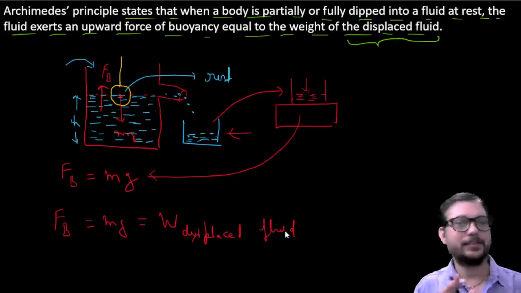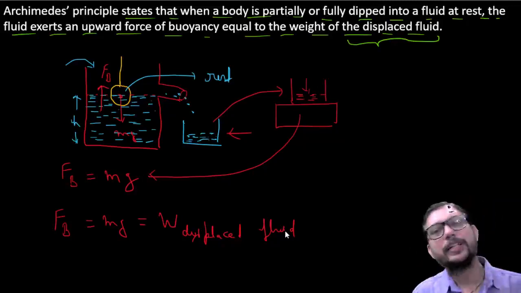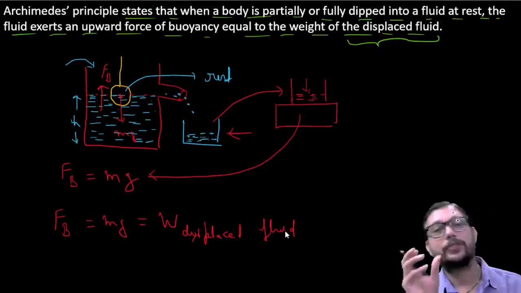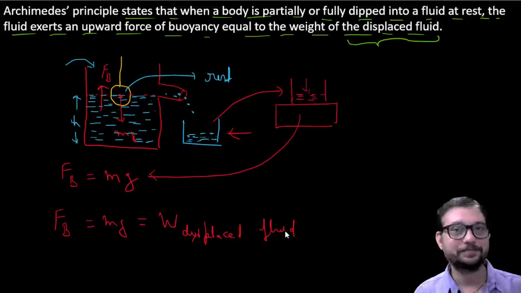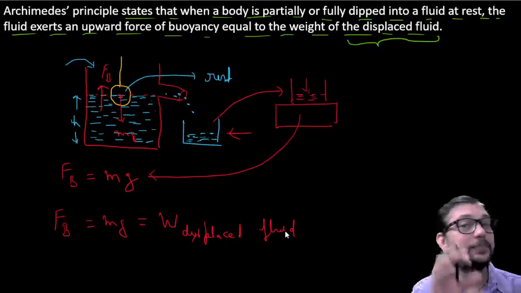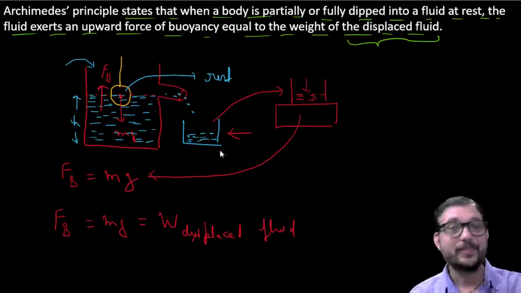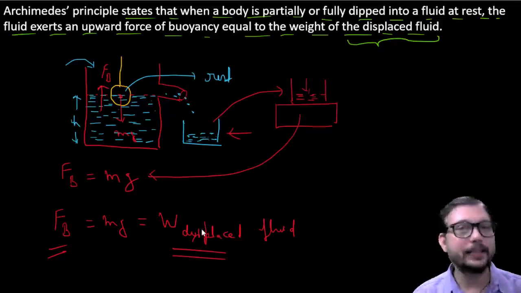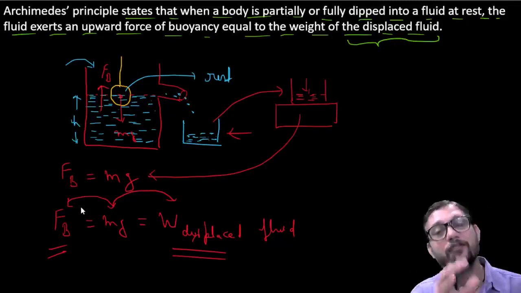I hope that this principle is now clear. It means if we dip partially or fully any body in any fluid, then it will displace some fluid, and whatever the weight of that displaced fluid is, that must be equal to the buoyant force. And if the body is completely dipped, in that case the buoyant force is equal to the weight of the body. So we have a situation that FB is equal to W of the displaced fluid, which is 100% correct in each and every case, and FB equals mg equals W when the body is completely immersed in the fluid.